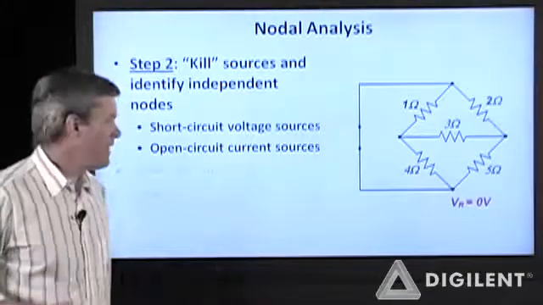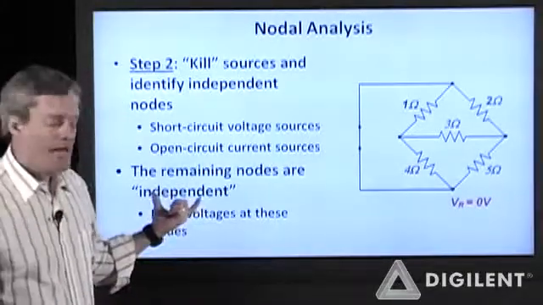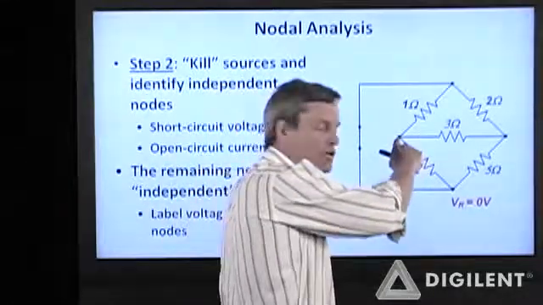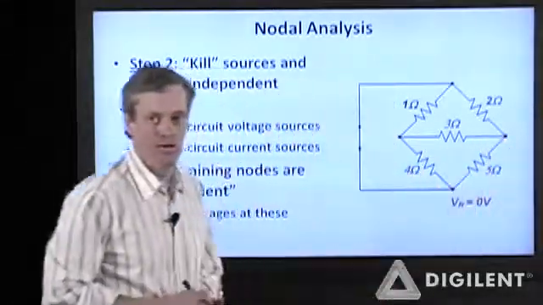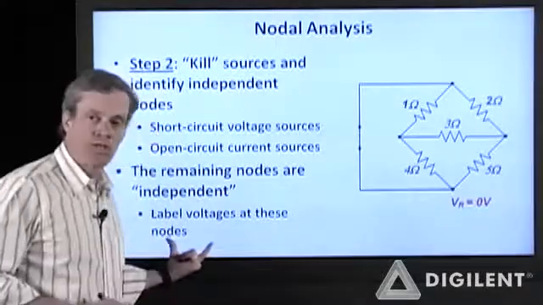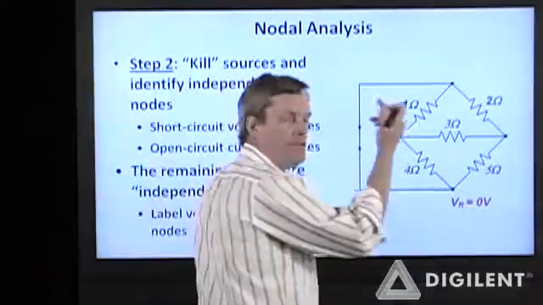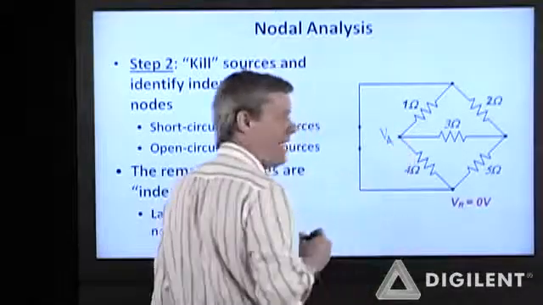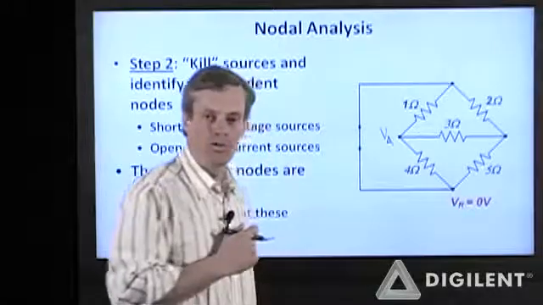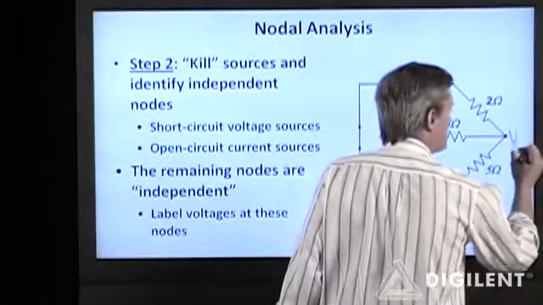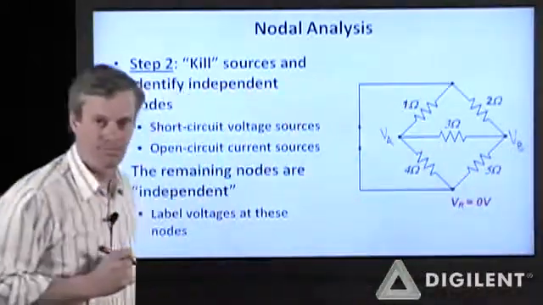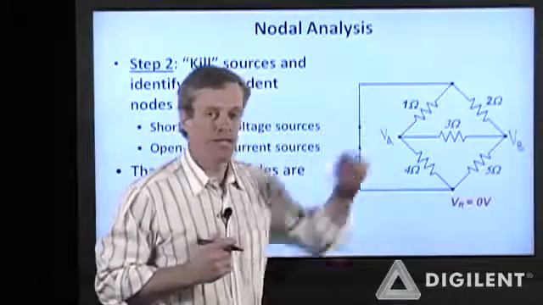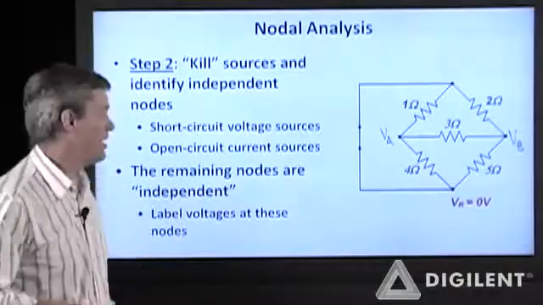After we've done that, we can identify our actual independent nodes. This is an independent node, and this is an independent node. We can label the voltages at those nodes. I'm going to call this node A, which makes this voltage V sub A, and I'm going to call this node B, which makes this voltage V sub B. Keep in mind, this is not an independent node now.